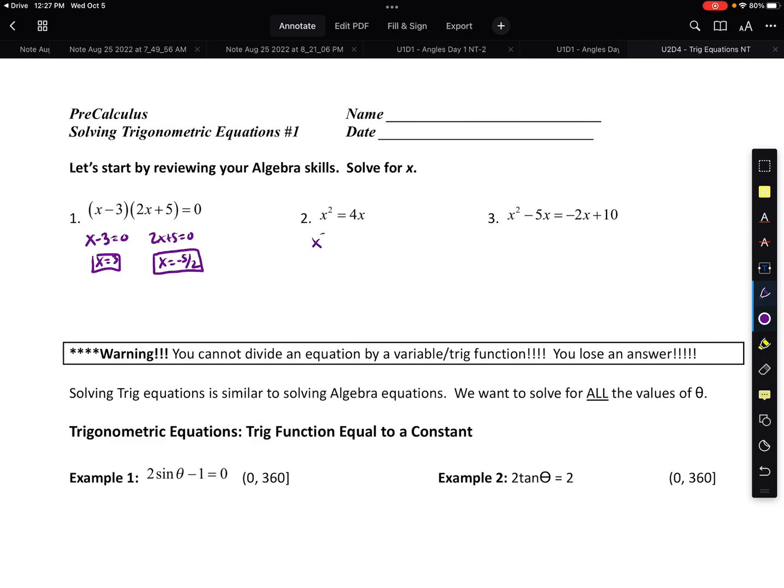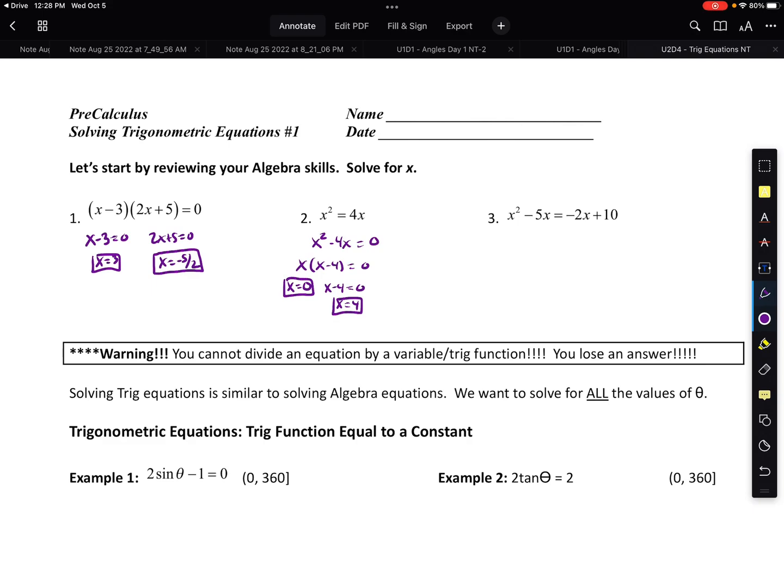The second one, if we move over the 4x, so the equation instead equals 0, we can factor and solve. All right, so here we can GCF an x, which gives us x minus 4, which again, each piece equal to 0, gives us our two answers of 4 and 0.